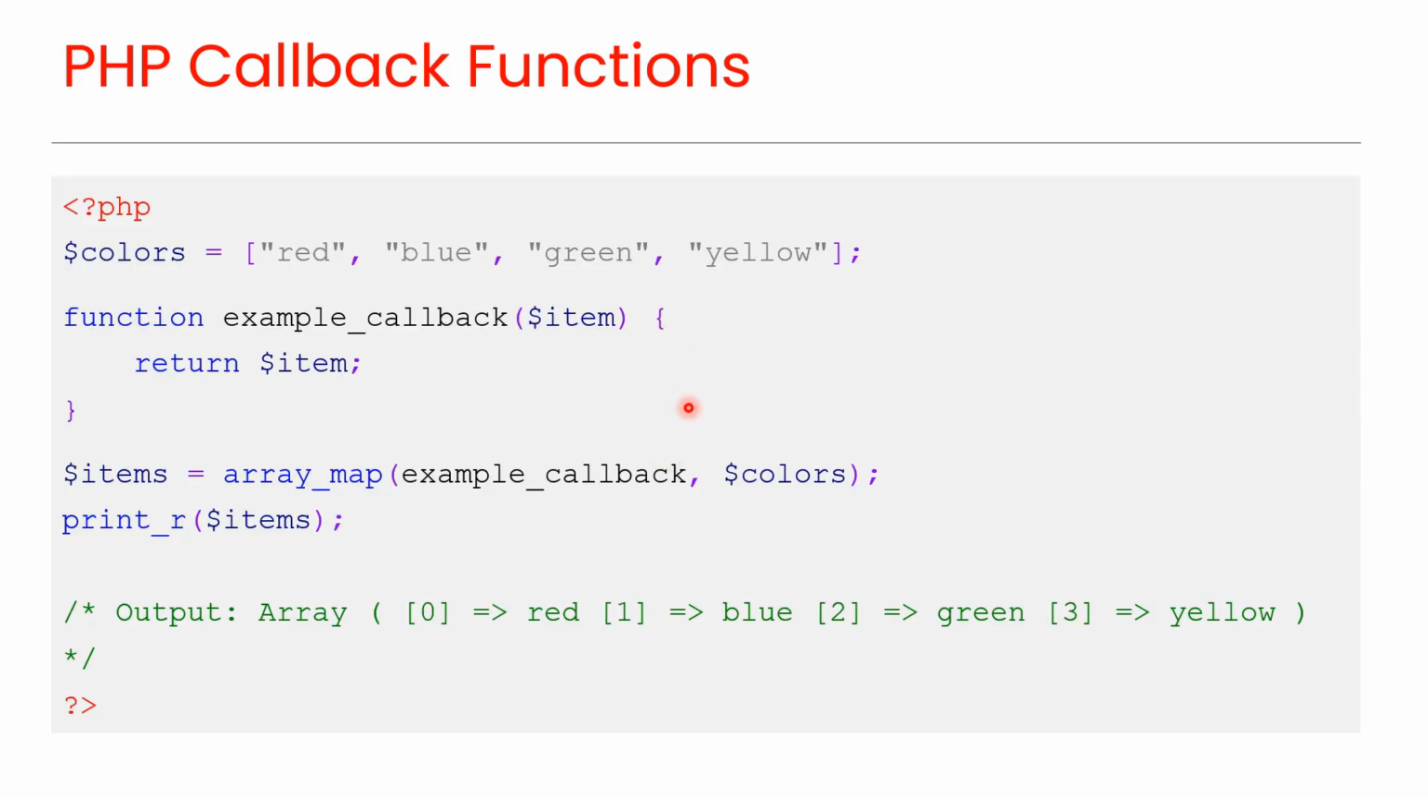In this example, we are using a callback function example_callback with the PHP array_map function to fetch items from an array. The array_map function calls this callback function for each item in the colors array, which returns that item name. So, all color names are populated in the array variable, as you can see in this output. This is just an example to demonstrate how callback functions work in PHP.